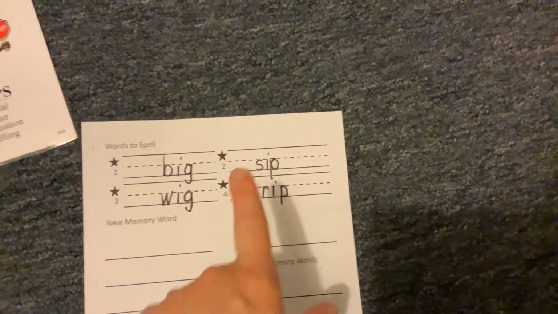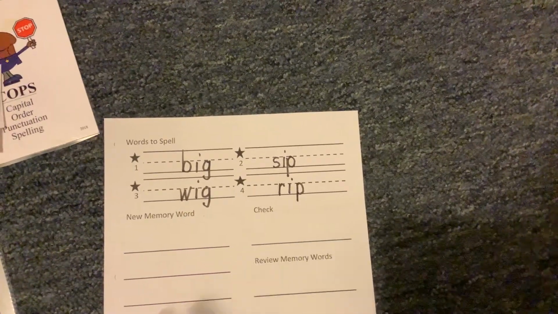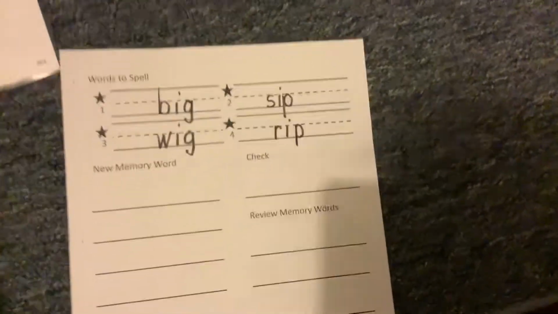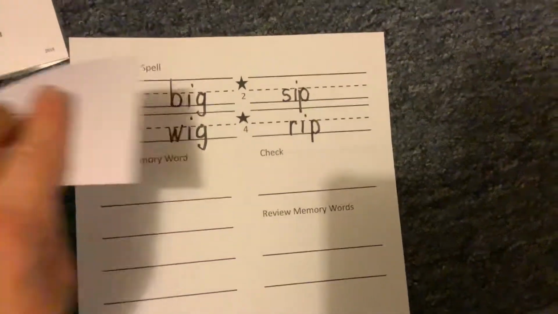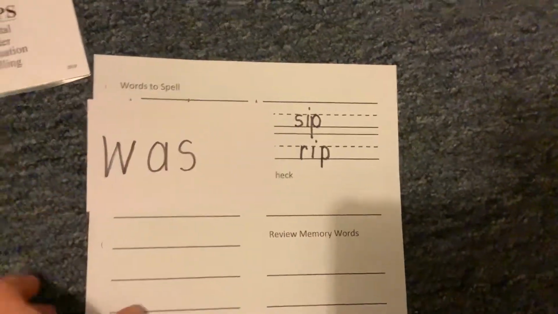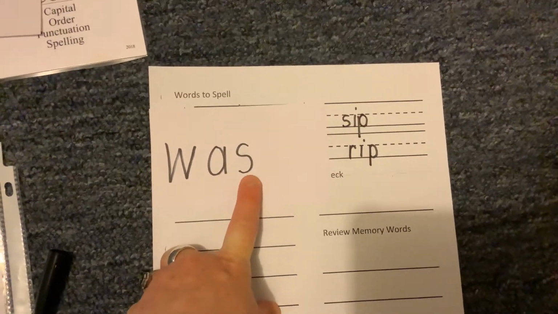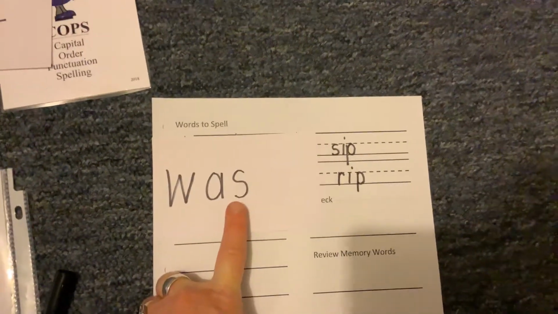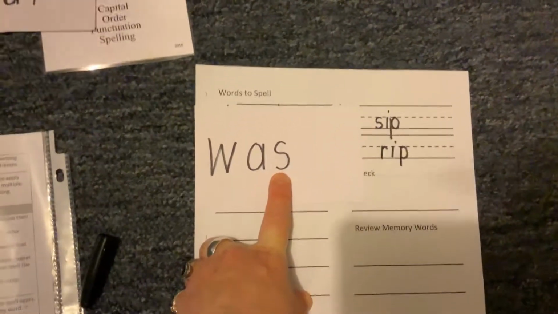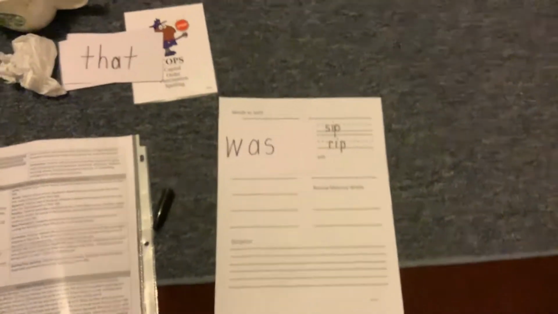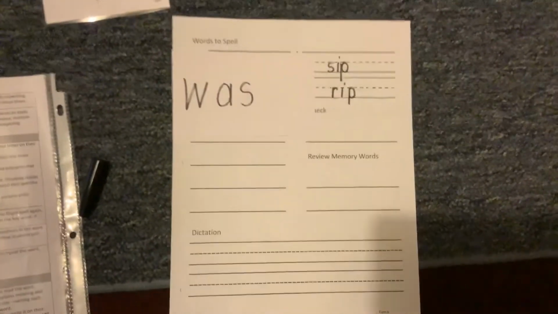Big, sip, wig, rip. All right, we have a brand new memory word today. It's a word that we use a lot. W-A-S. Was. Ooh, it kind of sounds like a Z on the end, but there's no Z there. Kind of sounds like there's a U in it too, but there's no U in it.